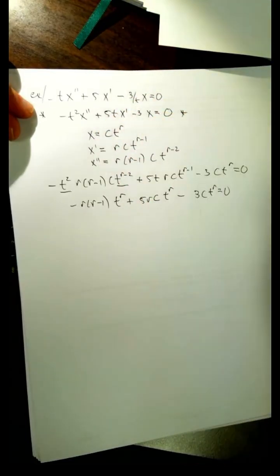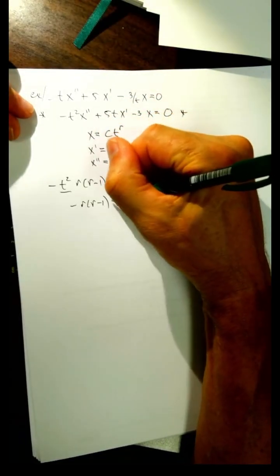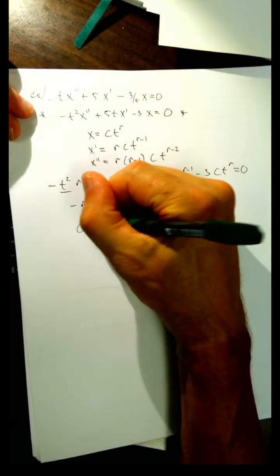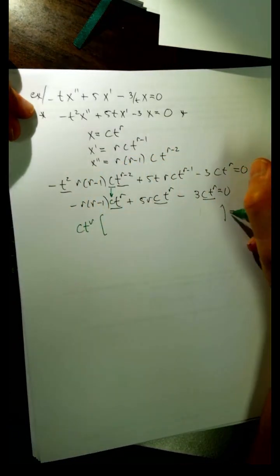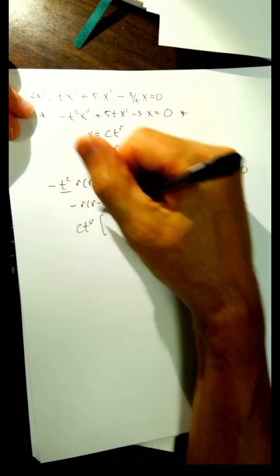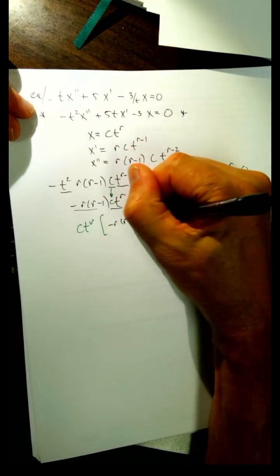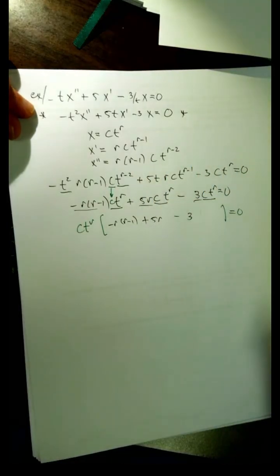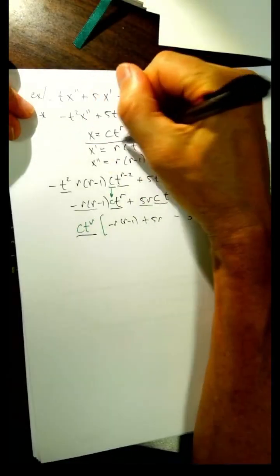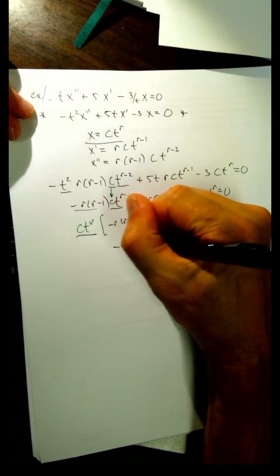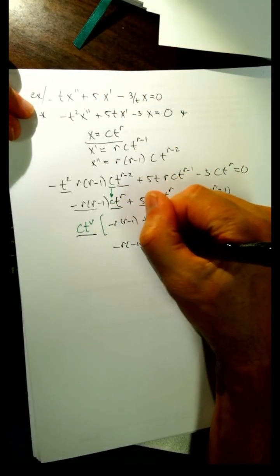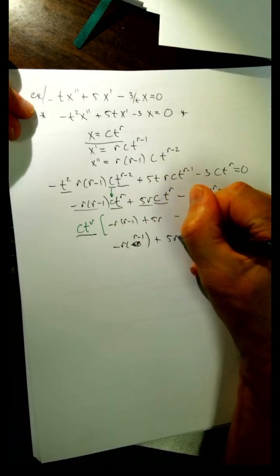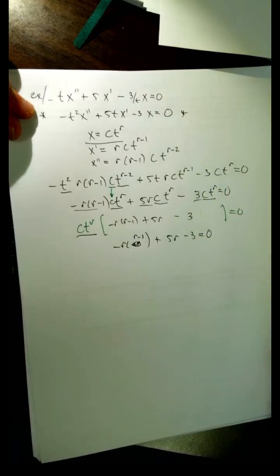And, oops, I forgot my c. This c should be there. So I get ct to the r, ct to the r, ct to the r. It's in every term, so I can factor it out. I'm left behind with minus r times r minus 1 plus 5r minus 3. This is my assumed solution. I don't want that to be 0. So that means I have minus r times r minus 1 plus 5r minus 3. That has to be 0.